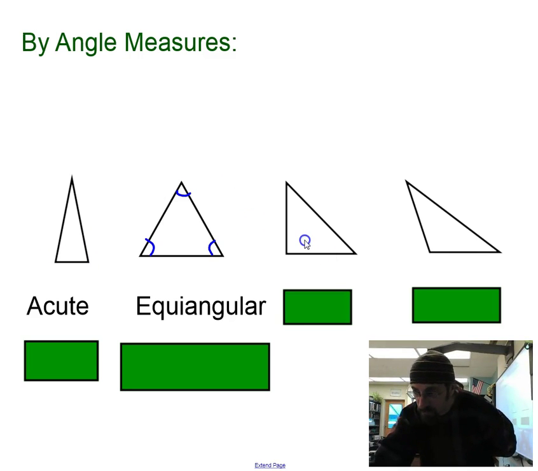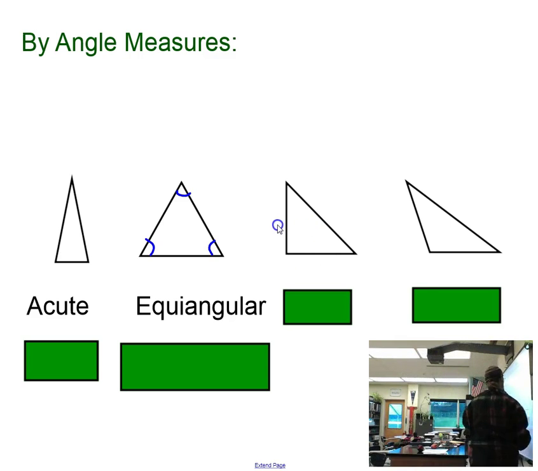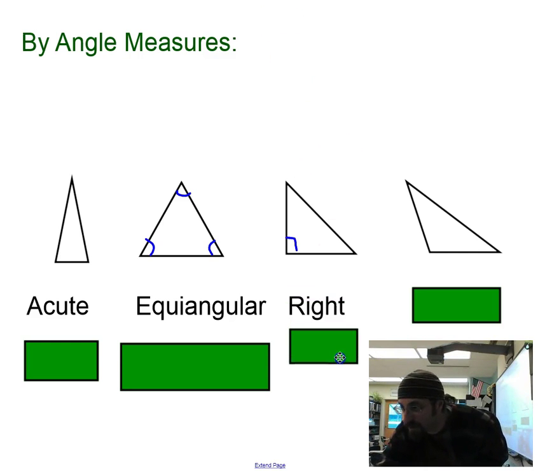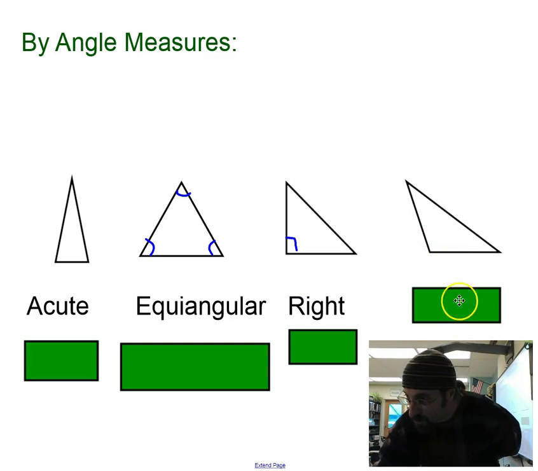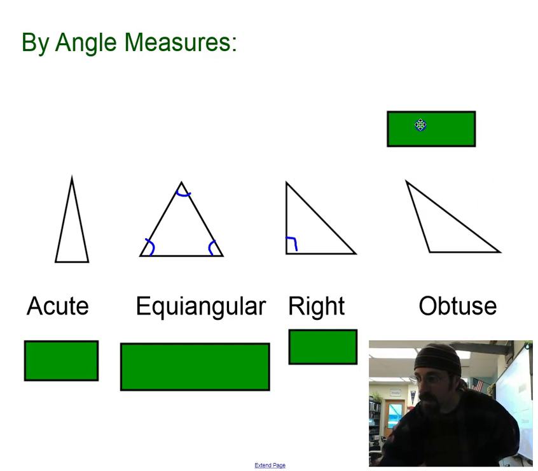What about this one? I don't know. It could be obtuse, it could be acute, it could be right. Well, the moment I go like this, you know that that is a right triangle. And then this one here as well, if it's unlabeled, then yep, that is an obtuse triangle. So that's how you classify triangles by their angle measure.